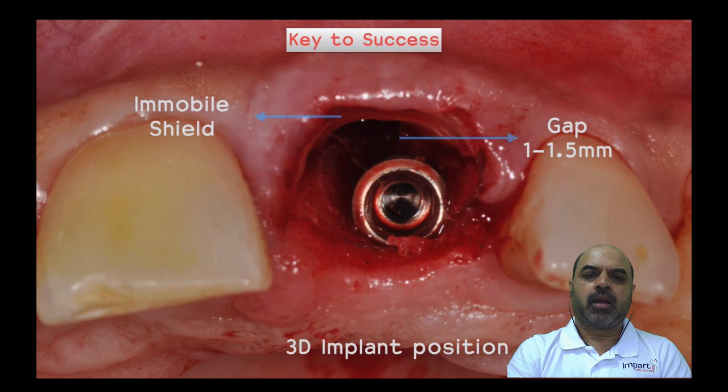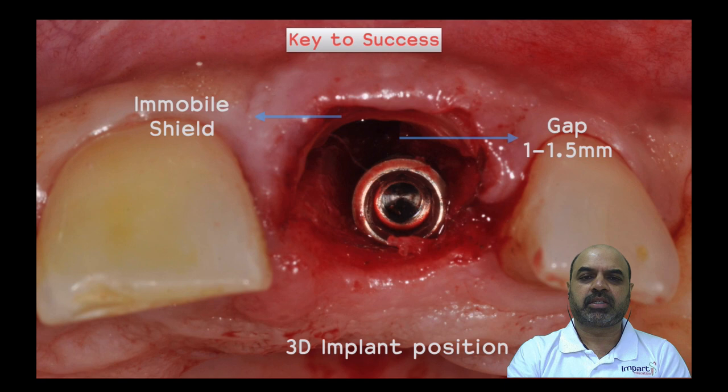So number one point is that the implant should occupy the palatal bone. You also want to maintain a gap between the implant and the labial bone. Now this gap typically would be around a millimeter to a millimeter and a half. The shield again needs to be completely immobile at the end of this treatment. Because if the shield is mobile, it is very prone to loosening and migration and maybe even a failure of the shield. So the shield being intact is actually one of the keys to success for a socket shield procedure.